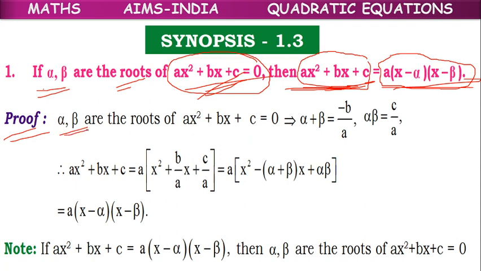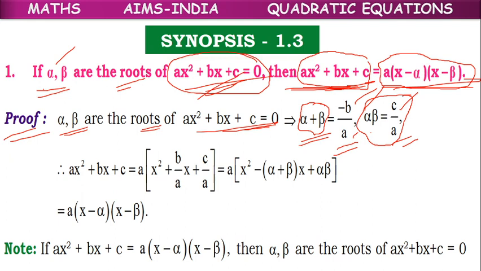Alpha and beta are the roots of ax square plus bx plus c equal to 0. In our previous video we learnt that the sum of the roots is minus of coefficient of x by coefficient of x square, which is minus b by a, and the product of the roots is constant by coefficient of x square, which is c by a. With the help of these two formulas, we have to prove that LHS is equal to RHS.